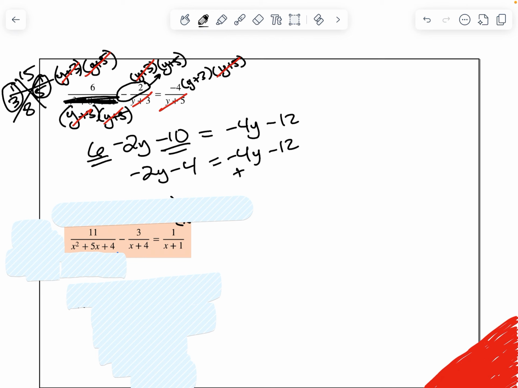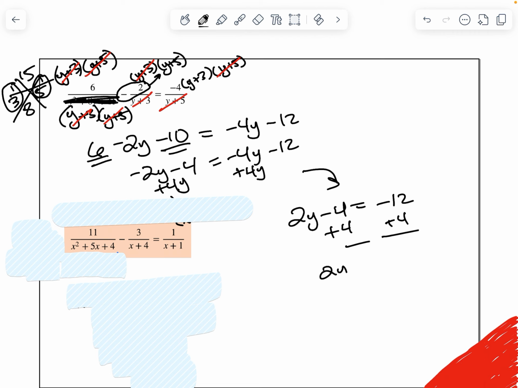Try and get all the variables to one side. And we get, I'm going to scoot over this way a little bit. So we get 2y minus 4 equals -12. Try and get the numbers to the other side. We get 2y equals -8. We divide by 2, and we get y equals -4.